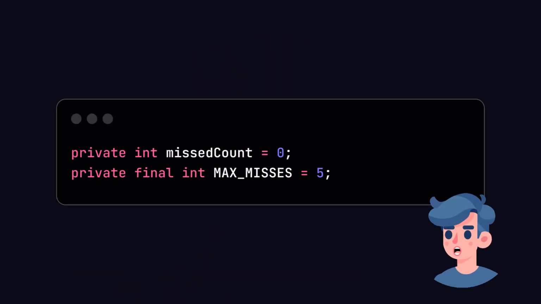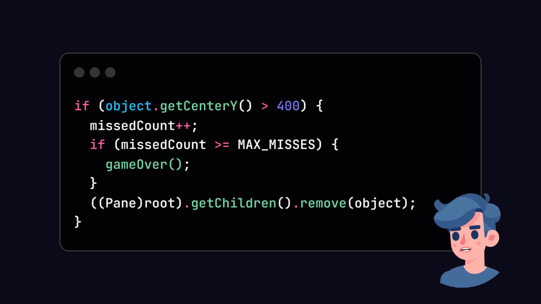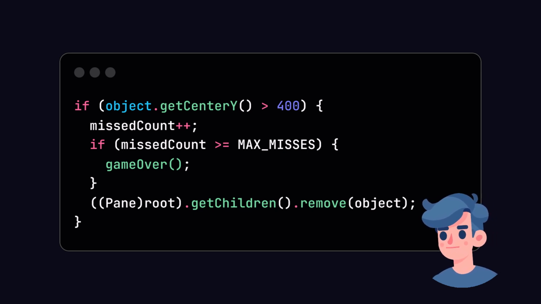It's time to improve our game with a game over feature. We should define what happens if the player misses too many objects. Let's set a threshold for missed catches. Inside the animateFallingObject method, check for missed catches. If an object goes past the player, increment the missed count. If it reaches the MAX_MISSES, display a game over message and stop the game.